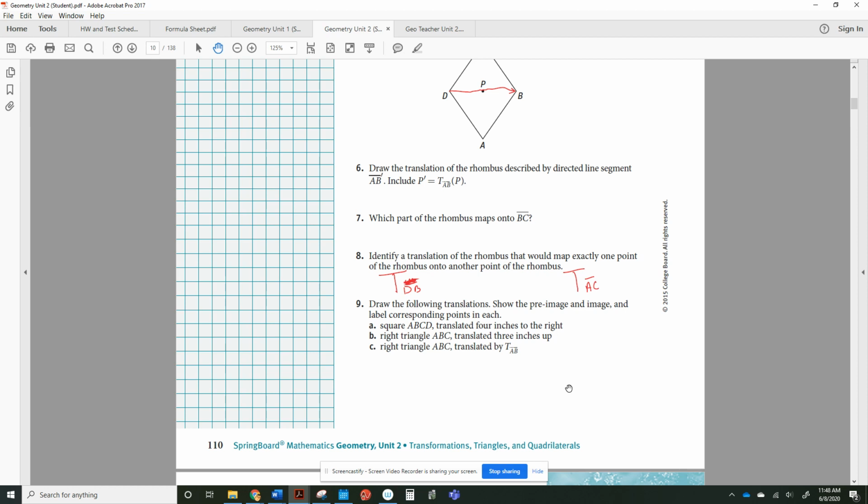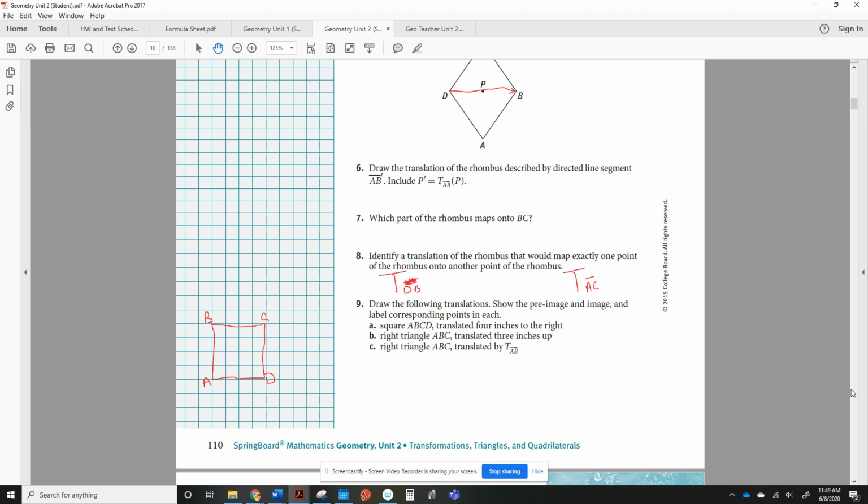Draw the following translations. I'm going to do a square. If you want grid paper, here's grid paper over here. That's one good thing about the PDF. Square ABCD, and translate it 4 inches to the right. Well, for Pete's sakes, I have to have a ruler to know that it's exactly 4 inches. And I'm not going to get a ruler out. So I'll let y'all do that one. I'll show you the answer.